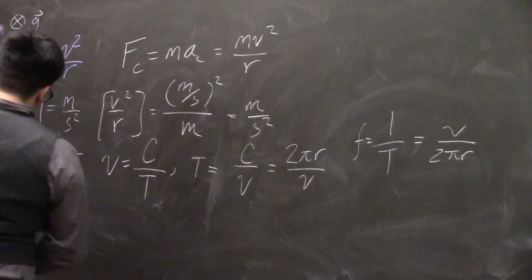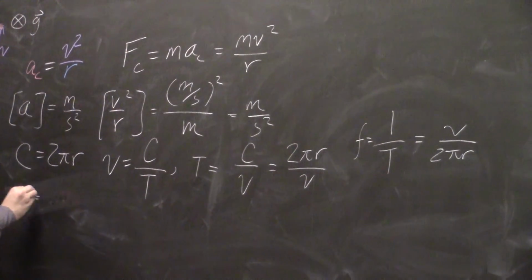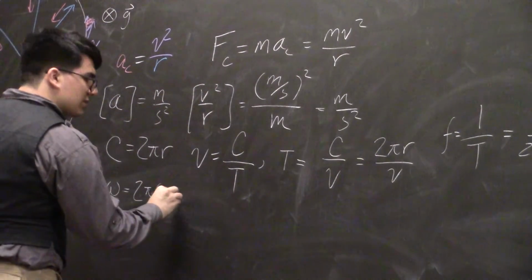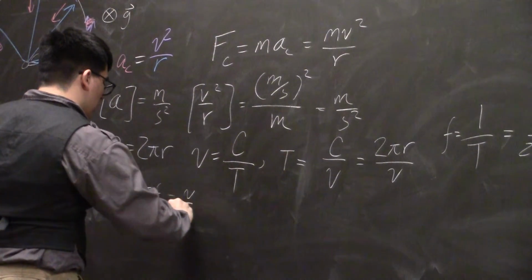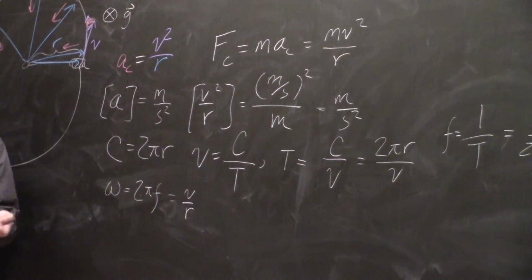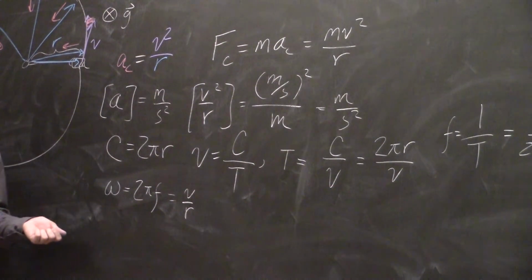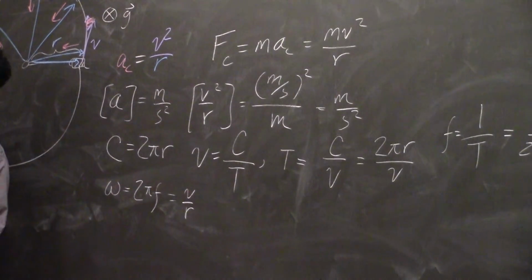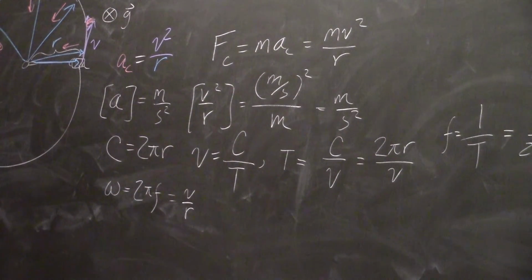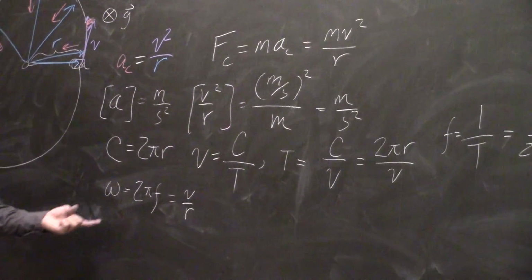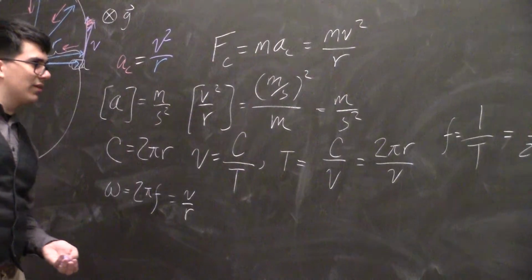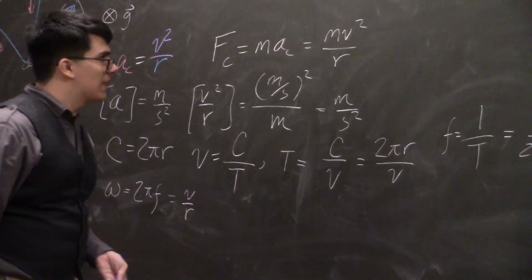And one more variable here, omega, which is 2 pi f, is going to be v over r. This quantity here is what's known as angular velocity, or angular frequency. This is the first of many, and we'll see a couple lectures from now, angular variables. Rotational kinematics is one of the most pretty things in physics, in my opinion.